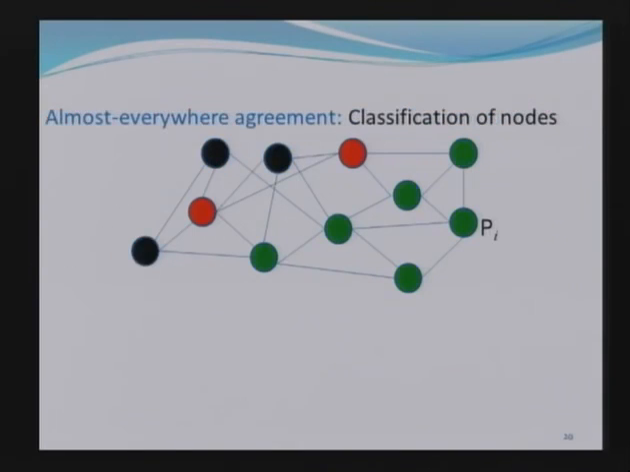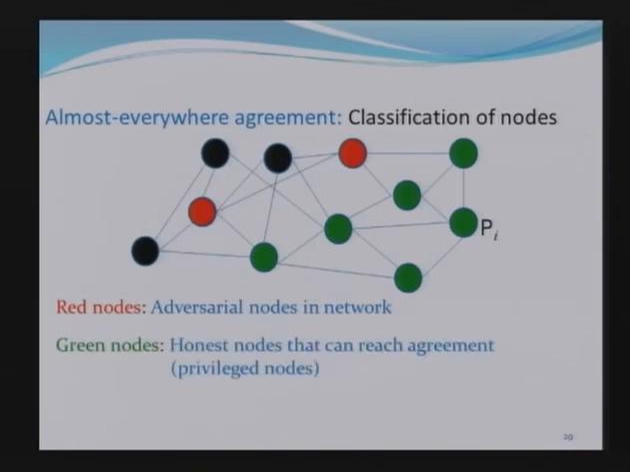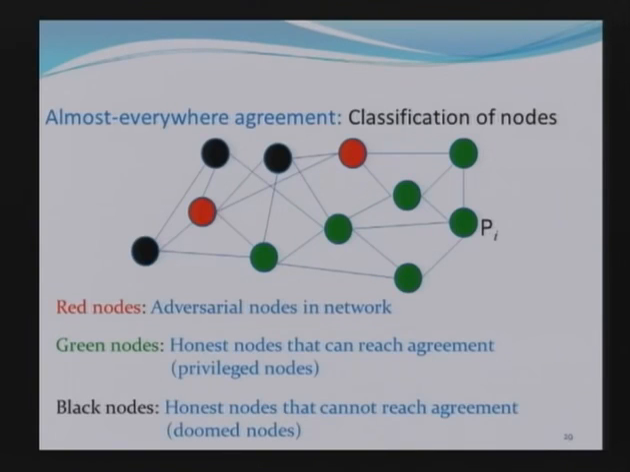So there actually ends up being a classification of nodes in this setting. In my picture over here, red nodes are adversarial nodes in this network. We don't know which are the adversarial nodes, but there are some adversarial nodes in the network. The green nodes are honest nodes for which we'll guarantee that they will reach agreement. And these nodes are known as privileged nodes. And then we may have some black nodes in the network. These are honest nodes for which we don't know, because of their poor connectivity. They are in a bad neighborhood. We don't know whether they'll reach agreement or not. We may not be able to ensure that they reach agreement.